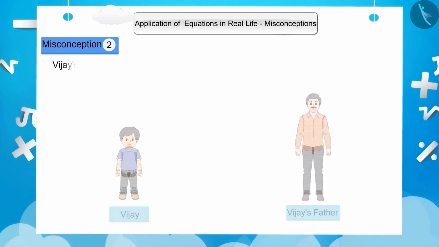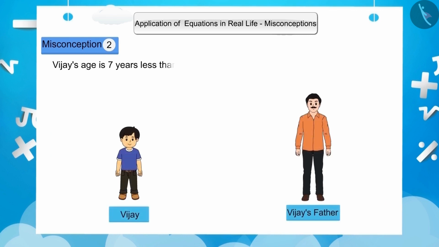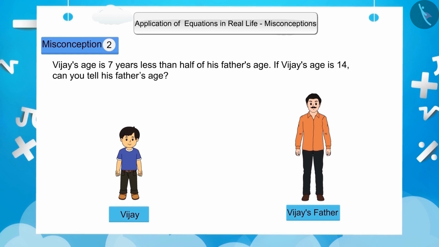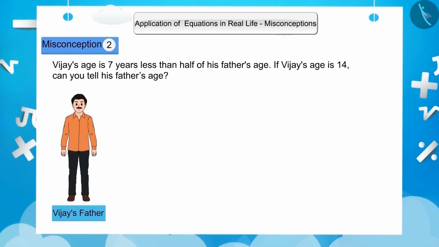While transposing a term in an equation, children often make mistakes in the operation of division and multiplication. Let's look at this example. Vijay's age is 7 years less than half of his father's age. If Vijay's age is 14, can you tell his father's age? Can you represent this condition as an equation?